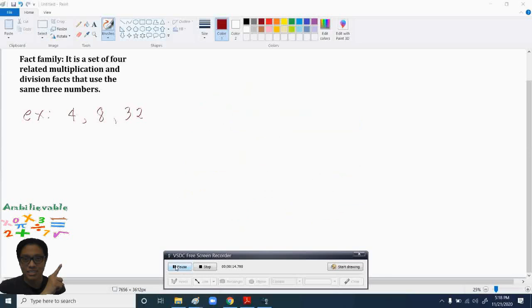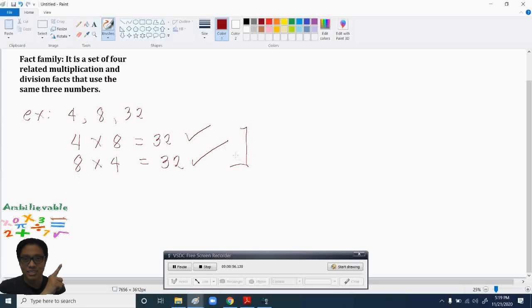The first lesson that we will be going to discuss for today is all about fact family. What is a fact family? A fact family is a set of 4 related multiplication and division facts that use the same 3 numbers. Example, the numbers given are 4, 8, and 32. The first fact here is that 4 multiply 8 is equal to 32. The second one is 8 multiply 4 is equal to 32.